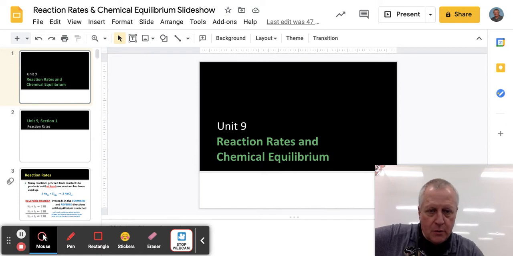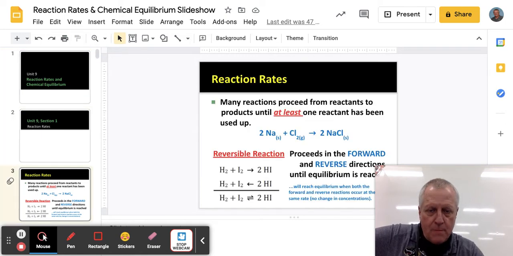And I'm just going to go through our slideshow. Now, with reaction rates, you can think of a chemical reaction that maybe starts with a couple of reactants, and as soon as one of the reactants is used up, then that reaction is done. Whereas in some cases, you could have reversible reactions. So this is kind of what's shown here.